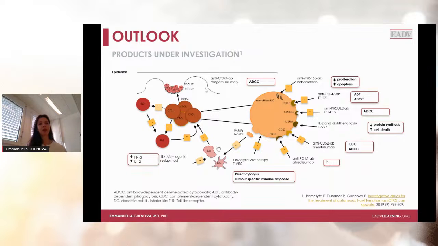Last but not least, what are the products under investigation? The field is moving fast forward, and now we have a bunch of important and highly promising molecules that are in clinical development in phase 1 or 2 clinical trials, or even 3. So just to mention some of them, the anti-KIR3DL2 antibody or the anti-CD47 antibody, then miRNA 155. Not all of them are for T-cell lymphoma, some are also for B-cell lymphoma treatment. Then we are also analyzing the effect of immune checkpoint inhibitors like PD-1 or PD-L1, both in the fields of cutaneous B and cutaneous T-cell lymphoma, and also topical immunomodulators like toll-like receptor 7 or 8 agonists, and many, many more to come.